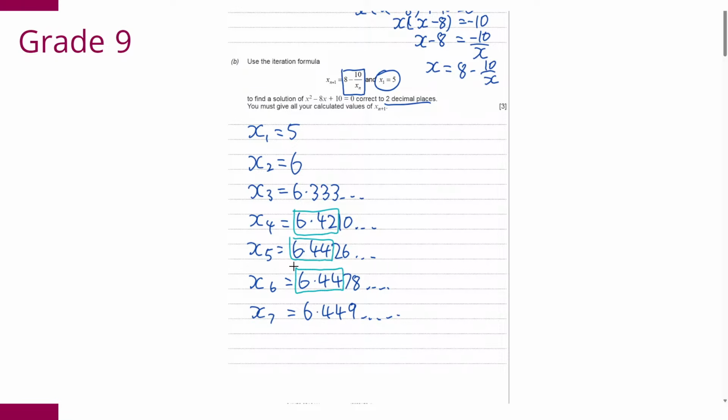This one, though, is 6.45. This one here is 6.45. Now, to double check that that is the right answer, you might want to click equals a few more times, just to double check that that's right. So the solution of x squared plus 8x plus 10 equals 0, correct to 2 decimal places, is going to be 6.45. Cool. To 2 decimal places.